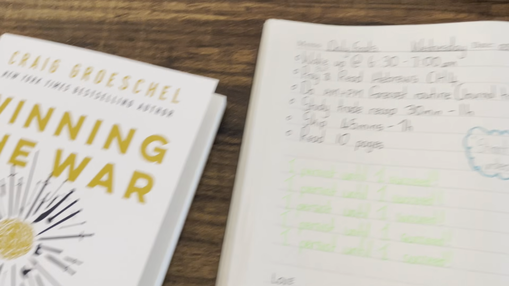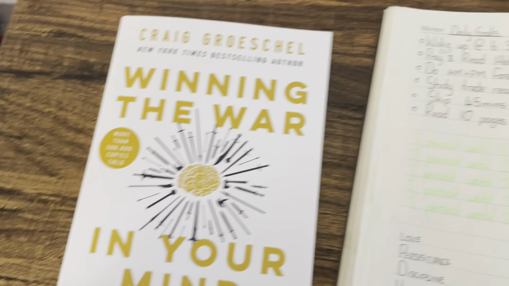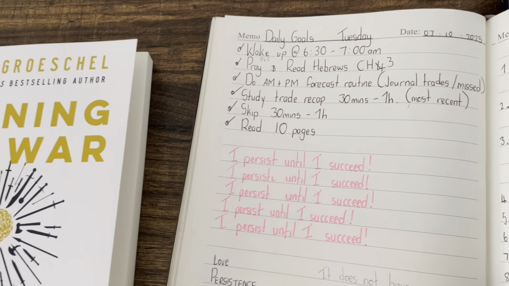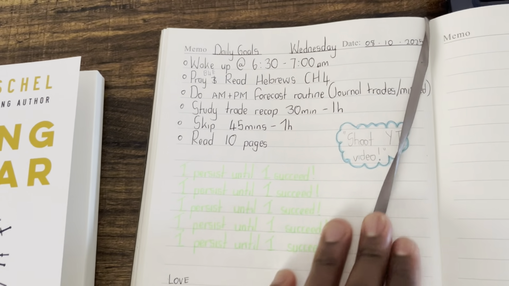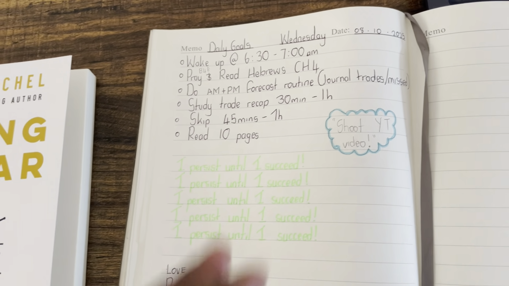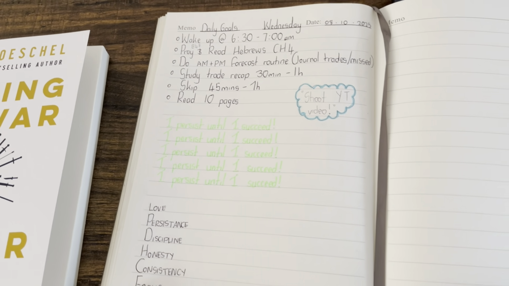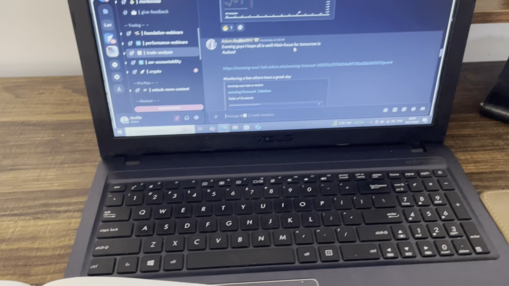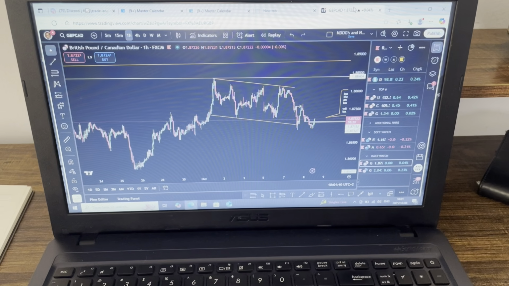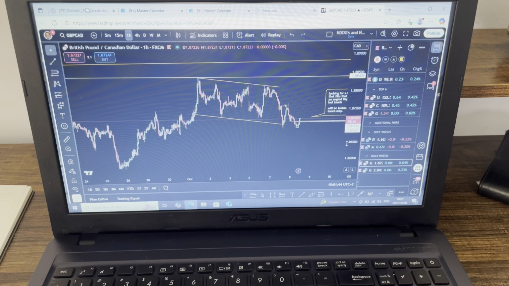Then I'm gonna read 10 pages of this book right here, right? Yesterday, my goal was to read 10 pages. I ended up reading 20 pages, so I hope that I have the same momentum today, but this just means 10 pages minimum. Now, I'm gonna show you guys what I'm looking for in the markets today. So guys, this is what I am looking for in the markets.